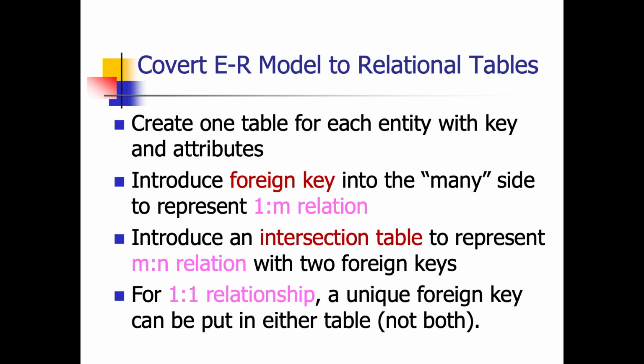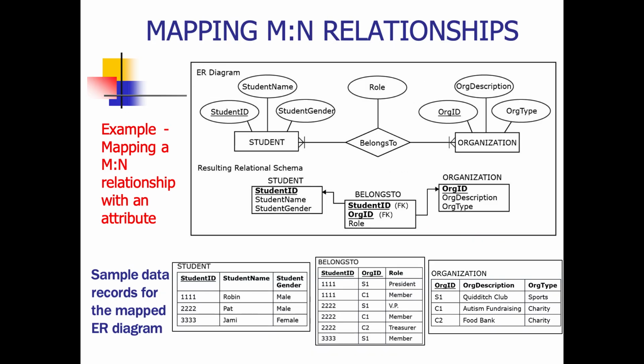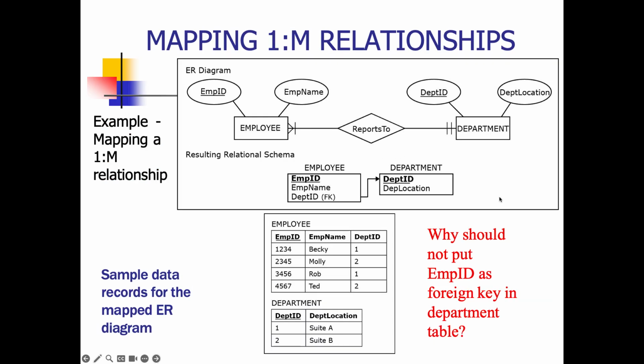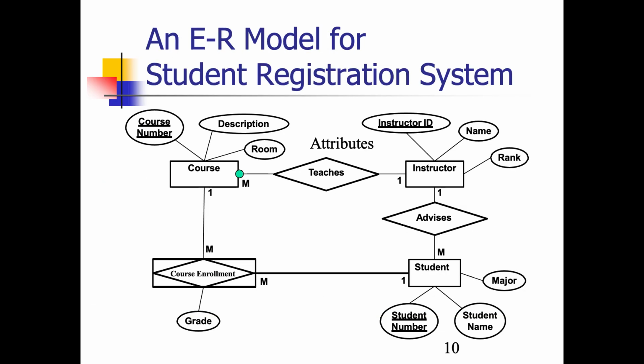We also said how we can convert the ER model to a relational schema. Now we also explained why we cannot put the employee ID as a foreign key in the department table. And this example, again, the same.